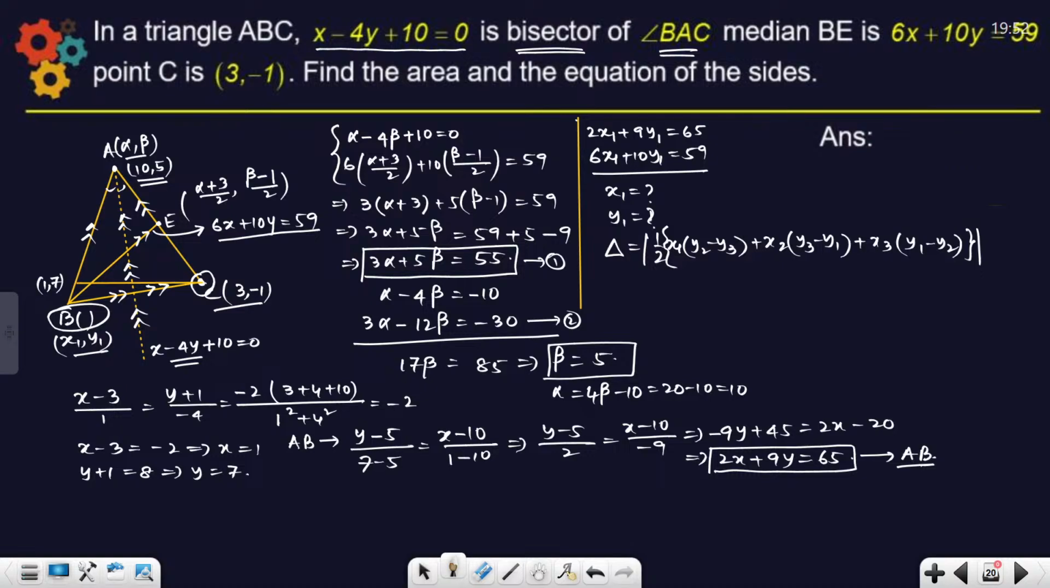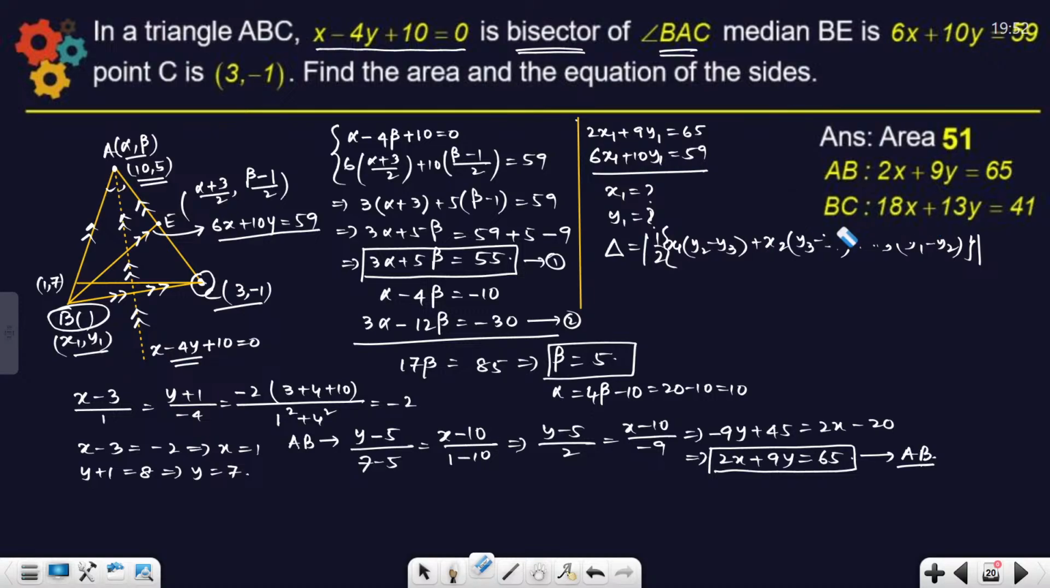Okay, so you got the area. I'm revealing the answer, so you can check this one. So you know the area, you know what is AB, what is BC, as well as what is the equation of AC, right? Okay, chalo, next problem.